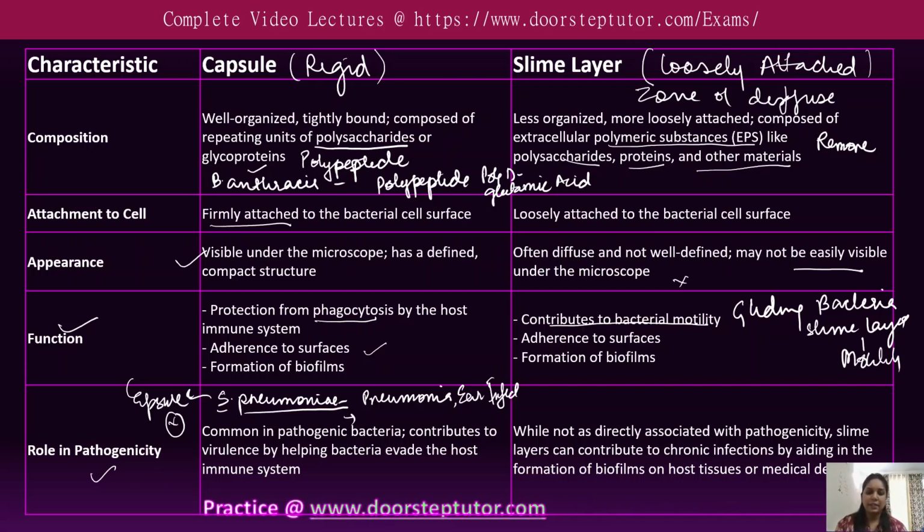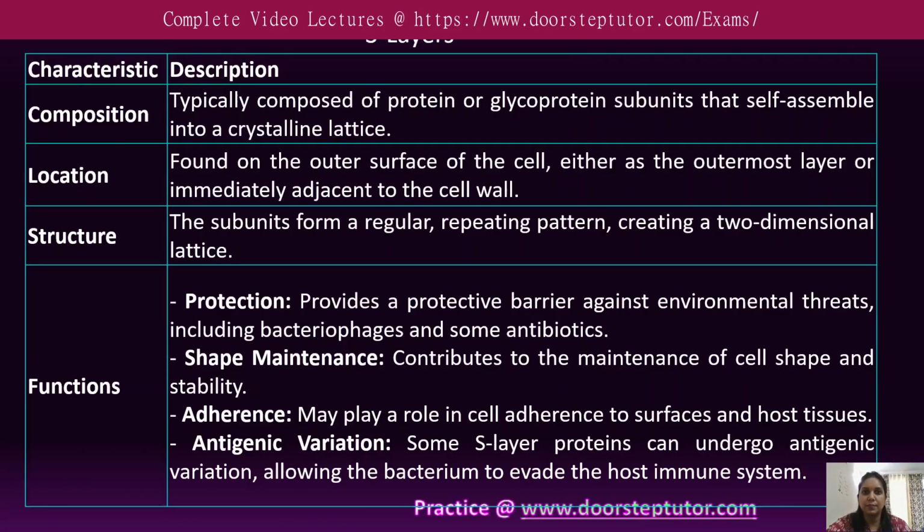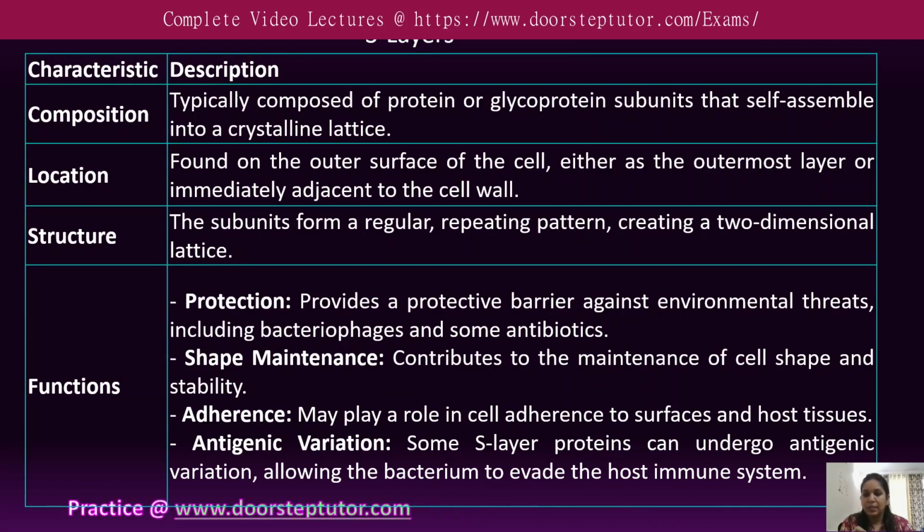They are not as directly related to pathogenicity. They generally contribute to chronic infection through the formation of biofilm on host tissue or on particular medical devices. Now, what is the S layer? The S layer is an ordered covering present outside the bacterial surface, and it is generally made up of protein and glycoprotein.